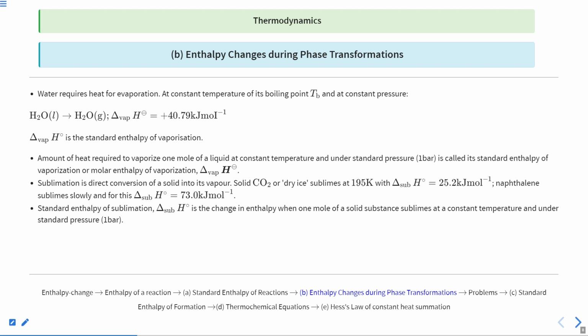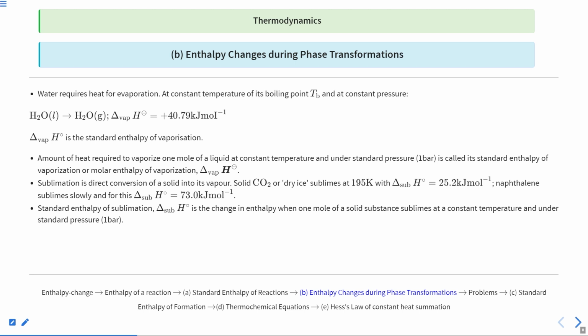Now sublimation is the direct conversion of solid to gaseous. For that we take CO2, which is also called dry ice. It sublimes at 195 Kelvin, with the enthalpy change of sublimation at standard condition equal to 25.2 kilojoule per mole. Similarly, naphthalene sublimes slowly, and the enthalpy change during sublimation is 73.0 kilojoule per mole.